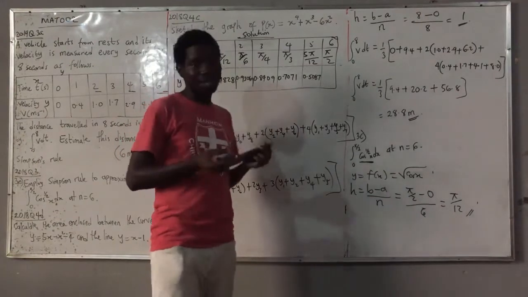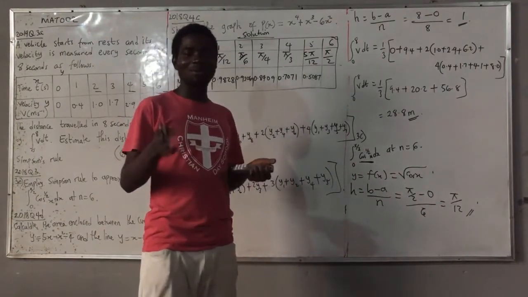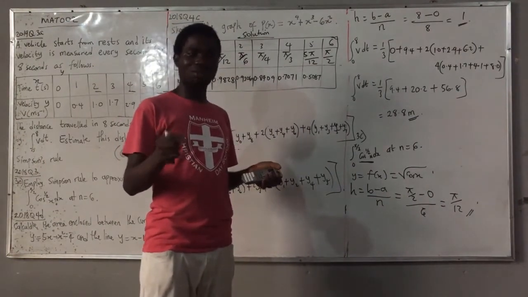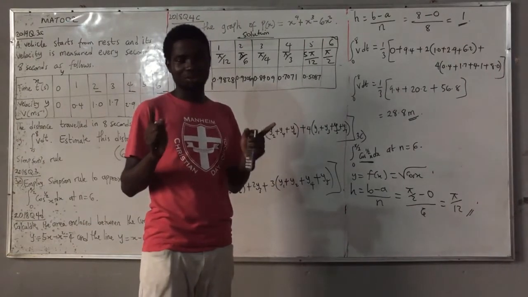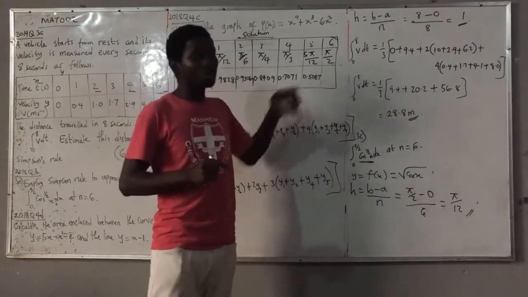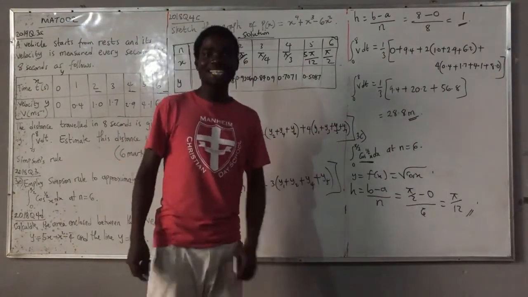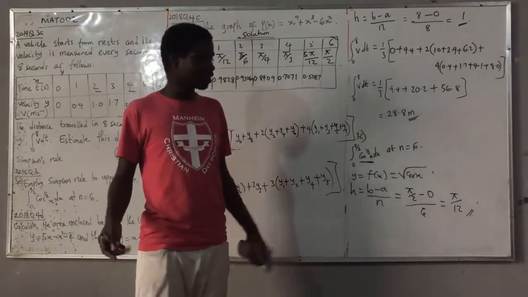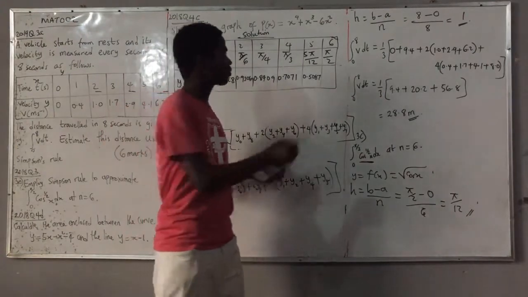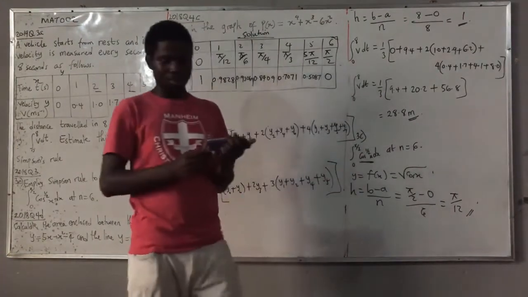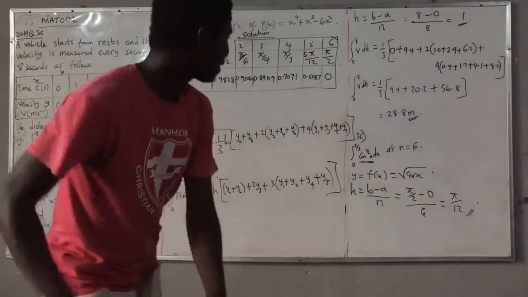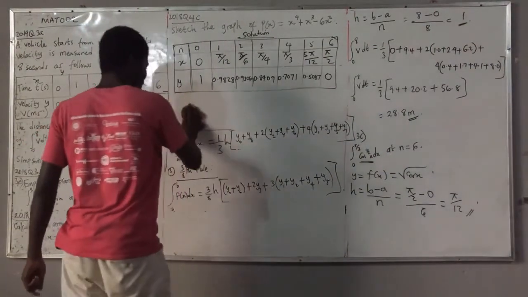If you are not getting these values, you will probably have to contact me, or maybe something is wrong somewhere with your calculator. That's my point. Now the last one, pi over 2. Pi over 2, that is 180 divided by 2, 90. Cos 90 is 0, right? Square root of 0 is 0. So this one will be 0. That's what we have.